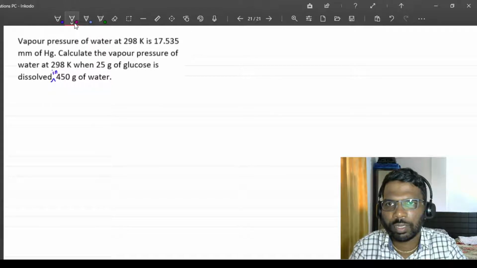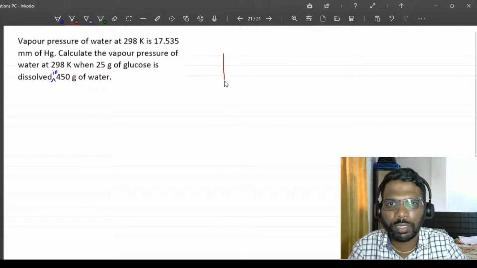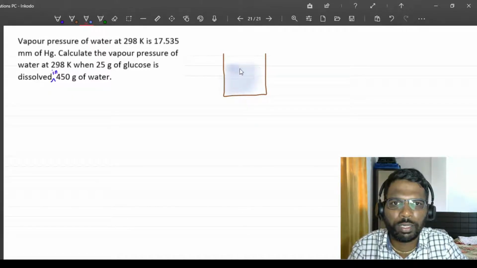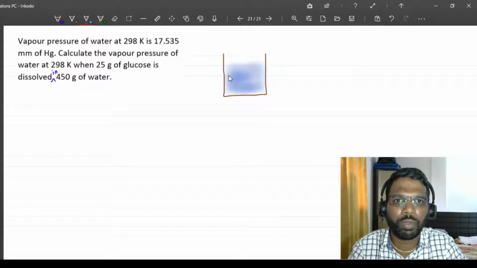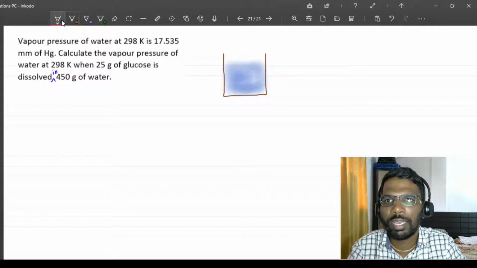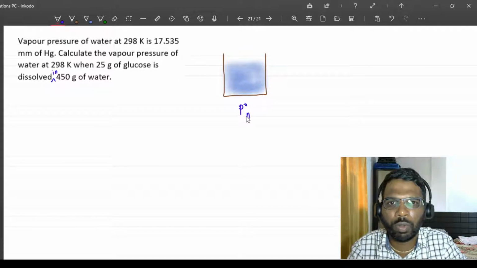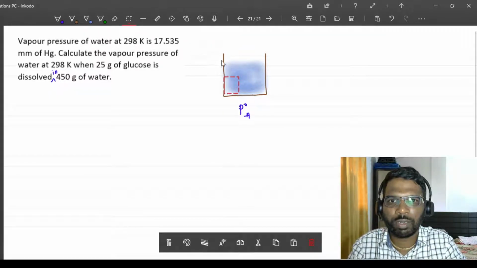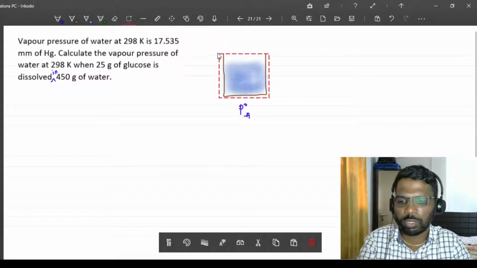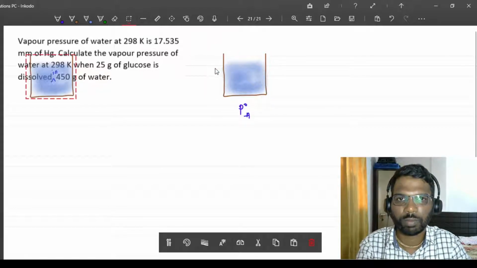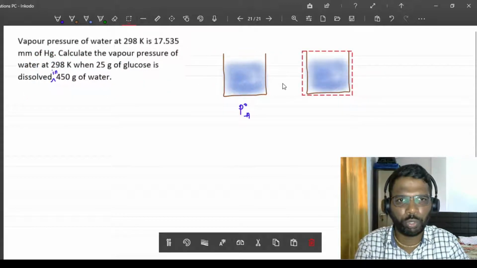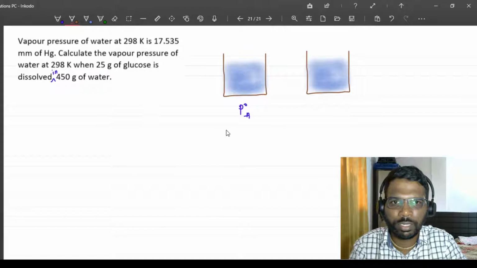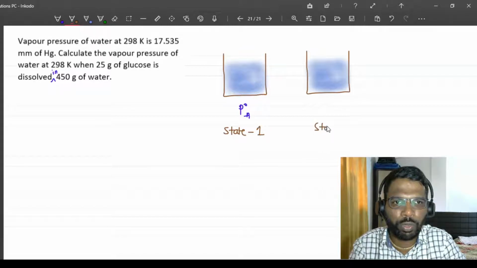The thing is very simple. Let's consider this is the beaker, and there is water in this beaker. Now this is very pure, and it will have some vapor pressure. Let's consider that to be P naught A. This is the vapor pressure. I'm showing this as state one, very pure, and this is state two.